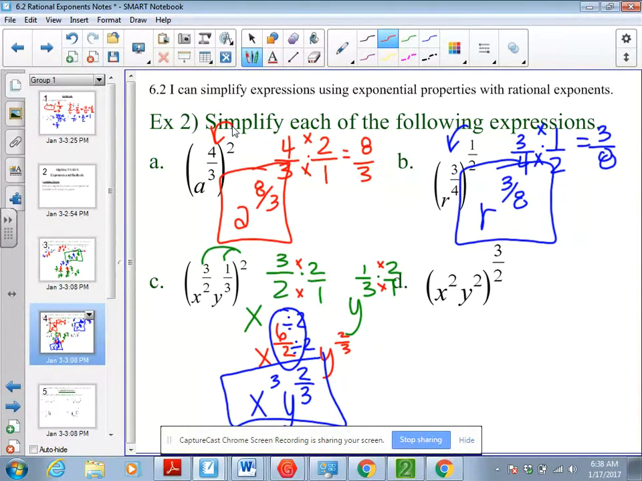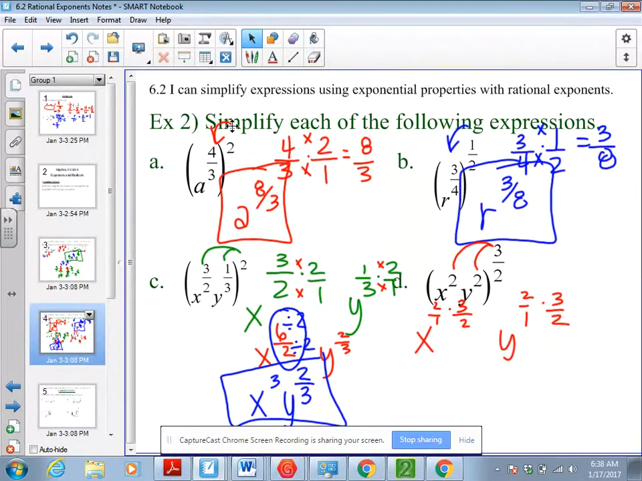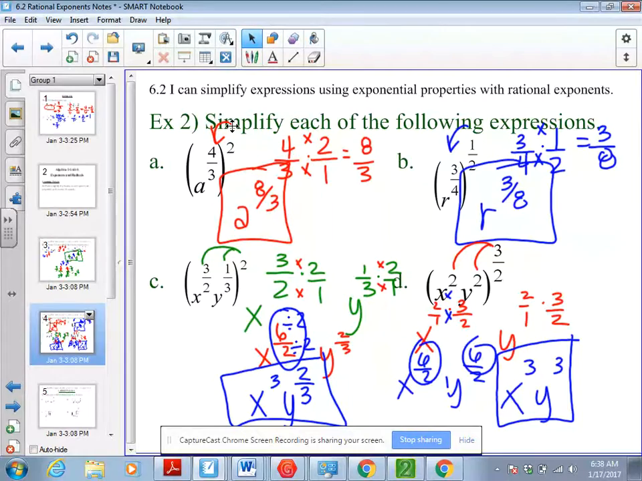Let's do example D as well. So we're distributing this 3/2 to both of our exponents. I'm going to have x to the 2/1, I'm going to make that a fraction, times 3/2, and y to the 2/1 times 3/2. And then I'm going to multiply straight across. This is going to become x to the 6/2, y to the 6/2, which we know that both of these simplify. We just did this problem: x to the 3rd, y to the 3rd.